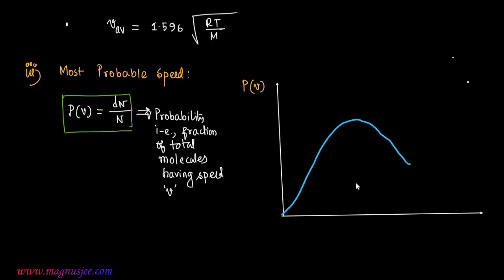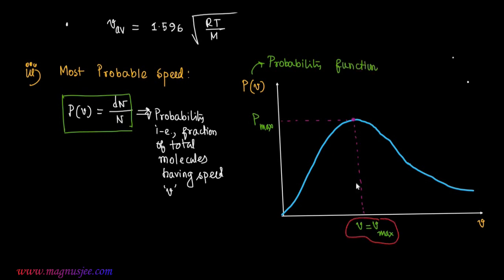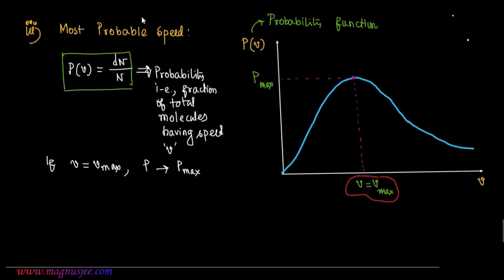If we plot the probability function, it will change with the speed as shown in the graph. That is the probability function versus velocity graph, and this is the maximum probability function, that means at v equal to Vmax, the probability function will be maximum. At v equal to Vmax, P will be Pmax.